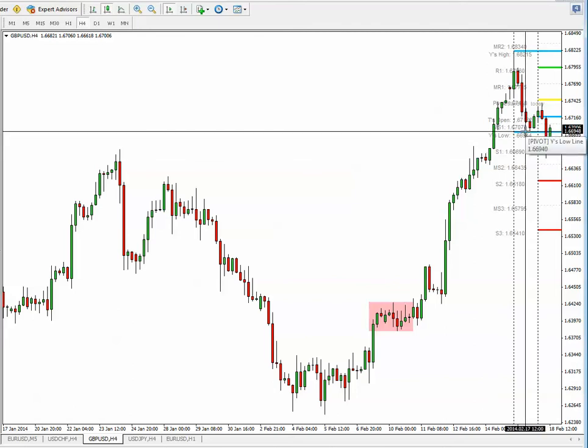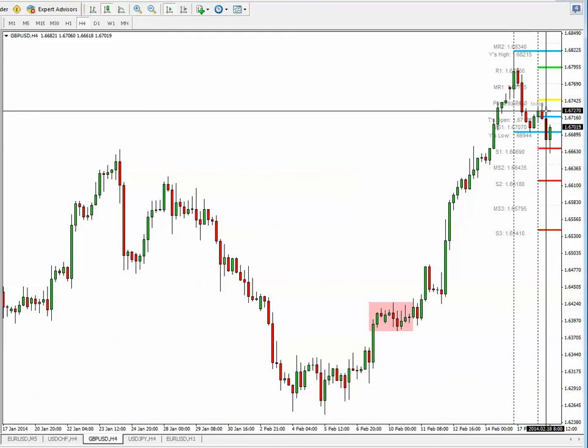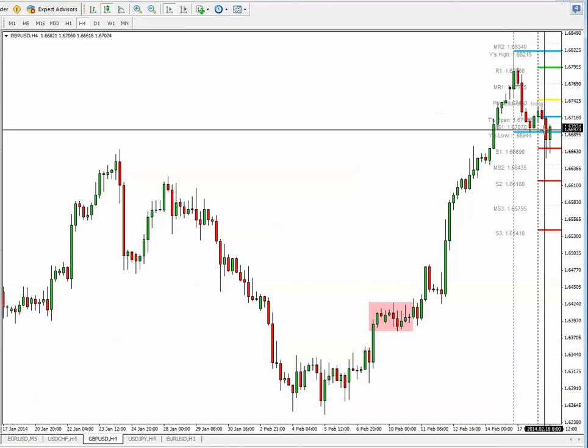And please notice that these areas also coincide with the whole number areas or the mid number areas. So this is 1.6700 and this is 1.6650. Very important area right here. For a viable long, we need to test this area. So for a viable long, I will wait for a trigger right above 1.6740 in order to continue higher.